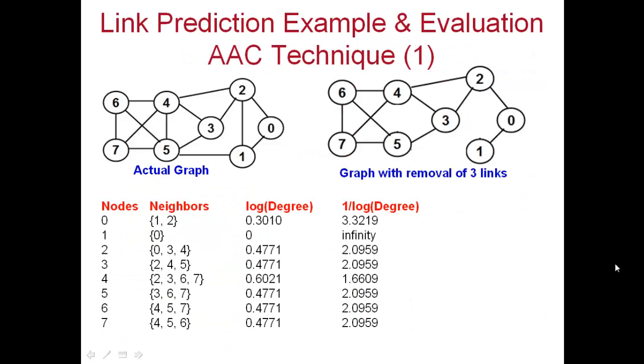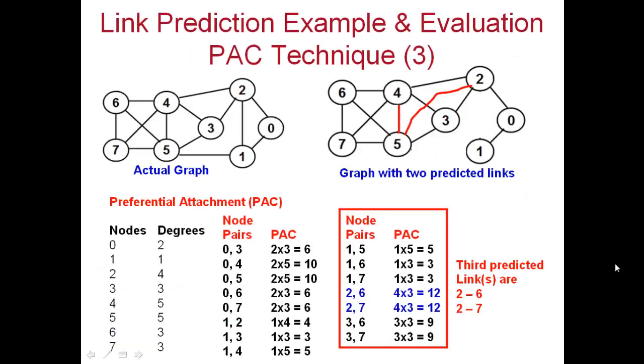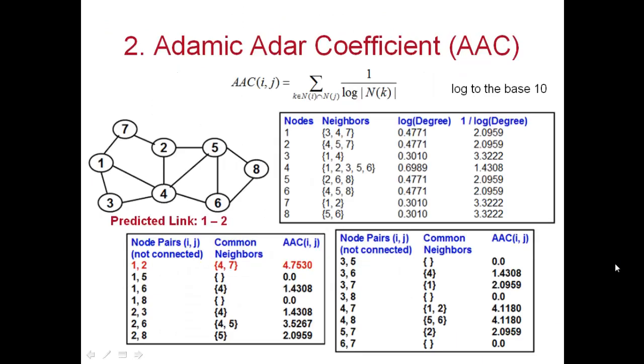So now I'll continue with the AAC technique. The formula is the summation of 1 over log of the degree of the common neighbors. So if you remember the formula, this is the formula. For any node pair, we'll find the common neighbors and do the summation of 1 over log of the degree of those common neighbors.